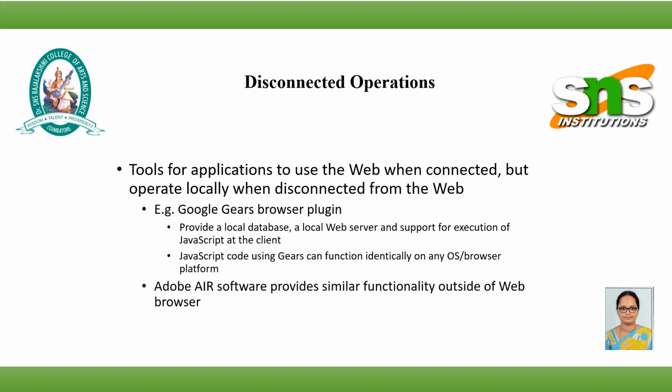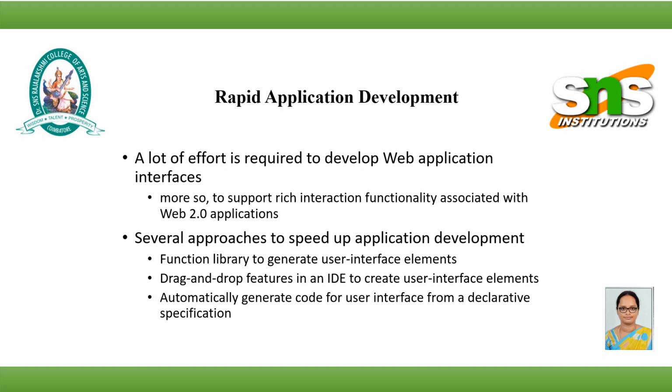Disconnected operations are tools for an application to use the web when connected but operate locally when disconnected from the web, like the Google Gears browser plugin. For example, if you don't have a network, in offline mode also some applications can be executed. That is disconnected operations.